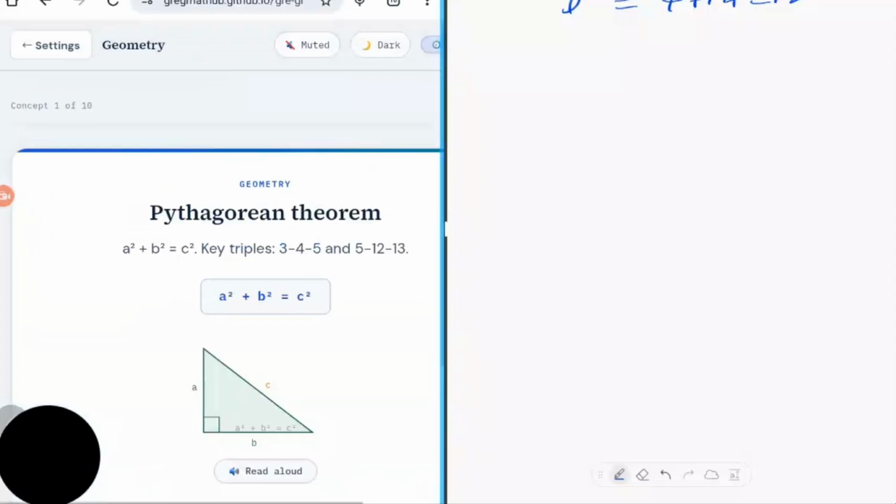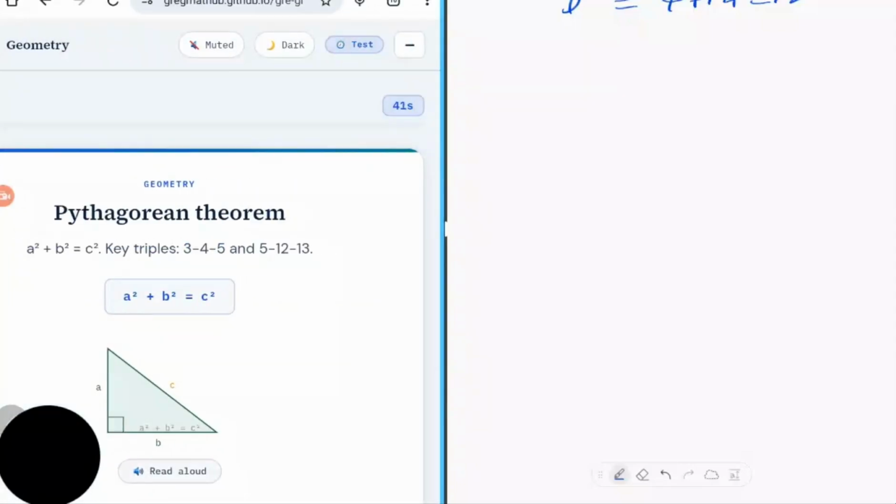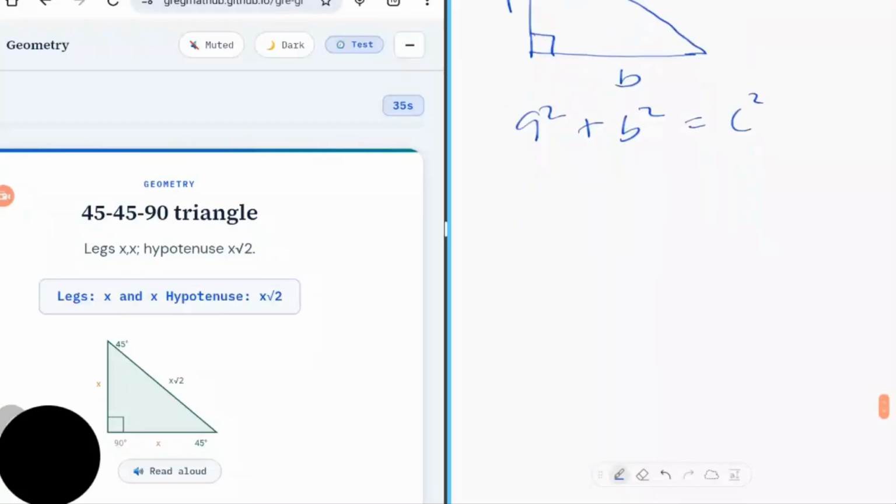So this is the first concept that will pop up: the Pythagorean theorem, that a squared plus b squared equals c squared. What does 45-45-90 mean? Remember that the sum of angles in a triangle is 180 degrees. So 45 plus 45 plus 90 is 180. The main takeaway here is that the ratio of 45-45-90 is 1, 1, root 2. This ratio is very important.